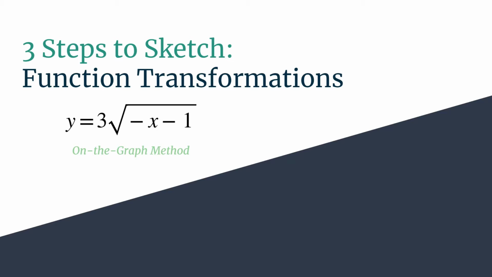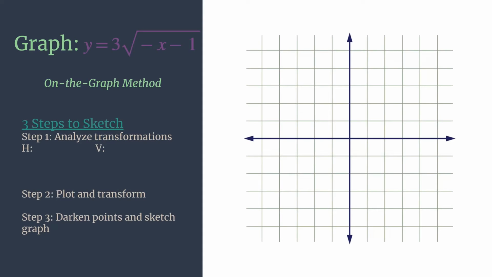So let's go ahead and get our setup. A reminder of our equation and our method. And here's our outline. So as we said, we're transforming the parent function y equals the square root of x. All right, and so we know that's our shooting star. So let's jump in, starting with step 1.